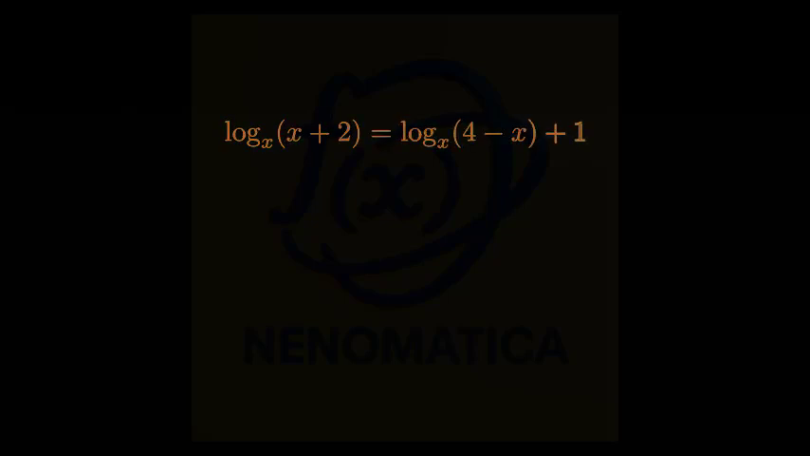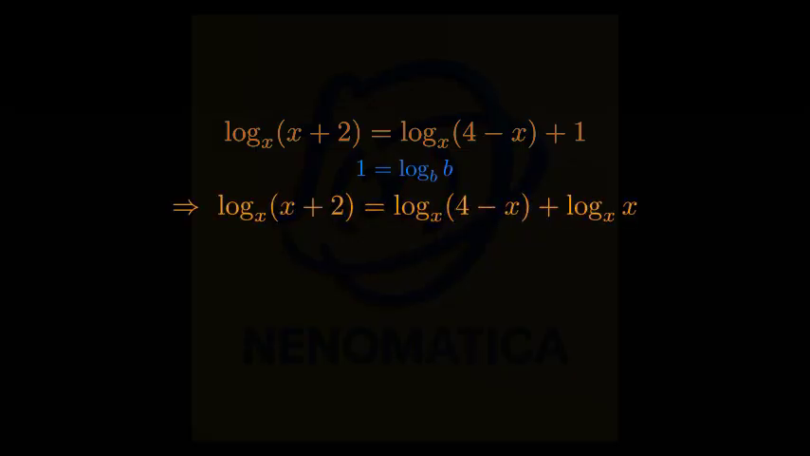Step 1. Write the original equation exactly as given. Step 2. Use the identity 1 equals log base any base of the base itself. So replace 1 by log base x of x. Step 3. Apply the product rule for logarithms: log base b of a plus log base b of b equals log base b of a times b. Combine the right side.